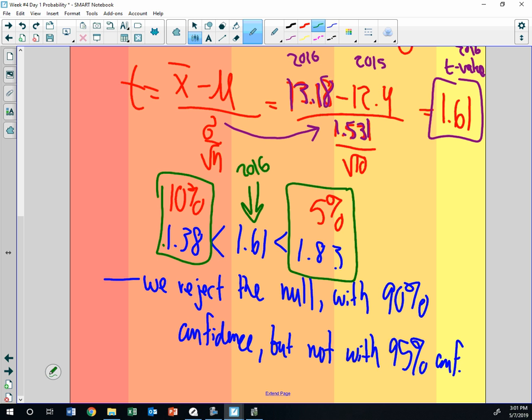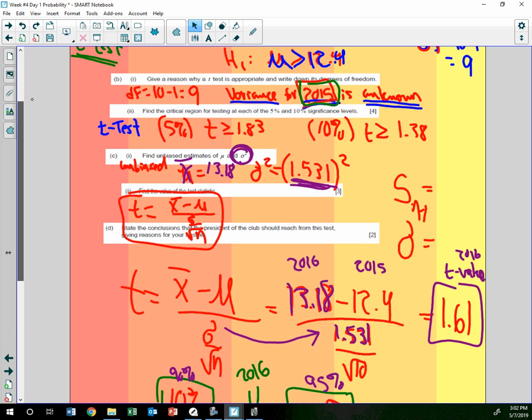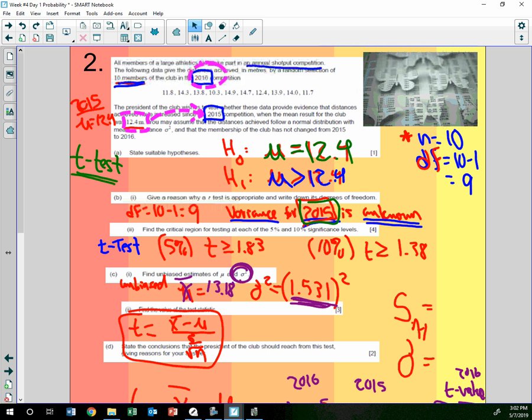So since 1.61 is between these, we reject the null at 90%, and we fail to reject at 95%. Somebody told me you can't accept, you just fail to reject. And that is taking real data, using the t-value, the t-test, and getting a result.